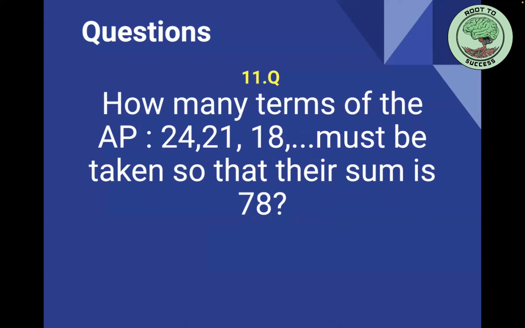So the next question is, how many terms of the arithmetic progression 24, 21, 18 and so on must be taken so that their sum is 78? Given a is 24 and d will be 21 minus 24, that is minus 3, and Sn is 78. We need to find what n is.